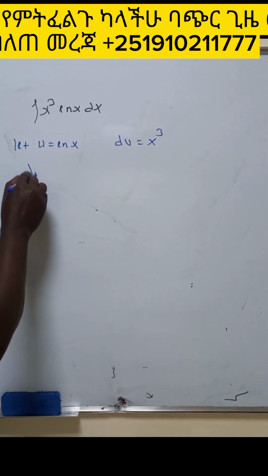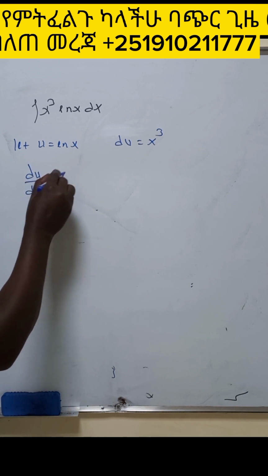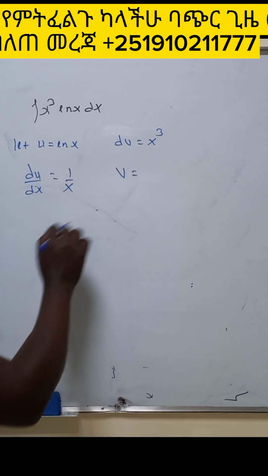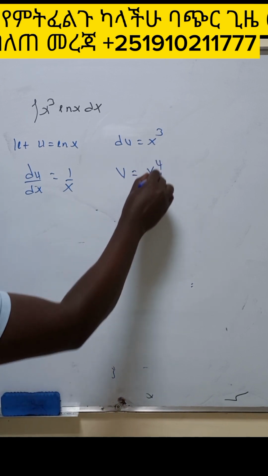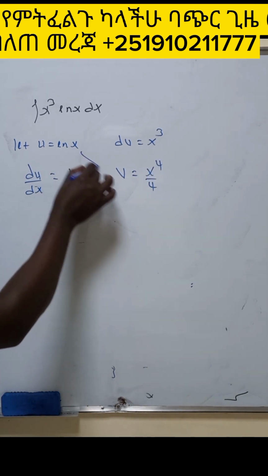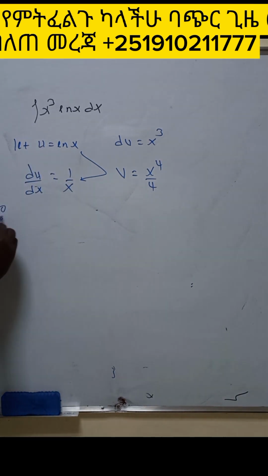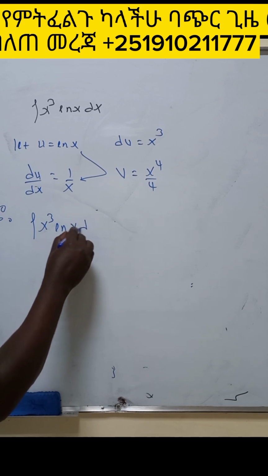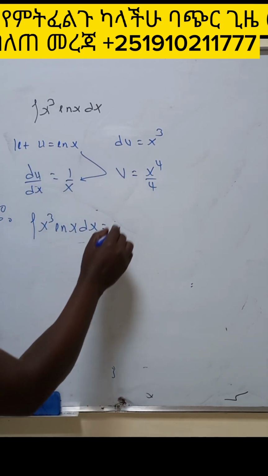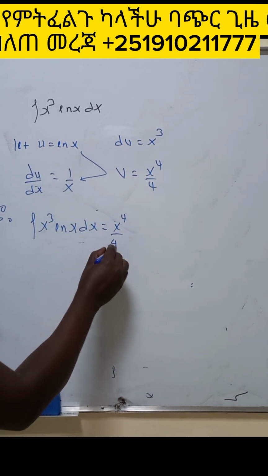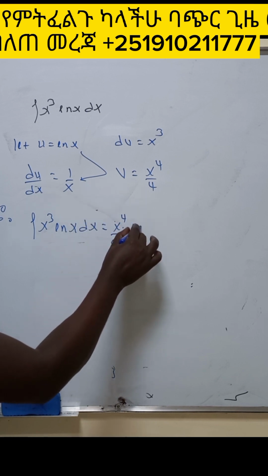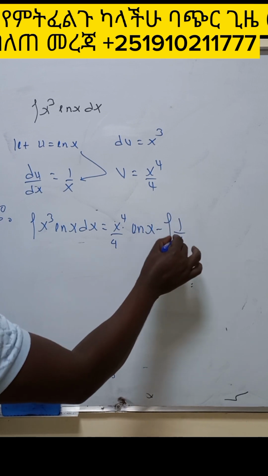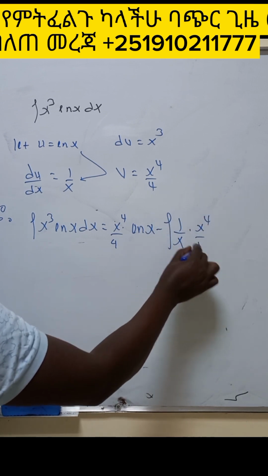So du by dx is obviously 1 over x. You know the reason why this is so, and v should be x raised to 4 over 4. Let's see this one. Therefore, the integral of x cubed ln of x dx becomes x raised to 4 over 4 times ln of x minus the integral of 1 over x times x raised to 4 over 4 dx.